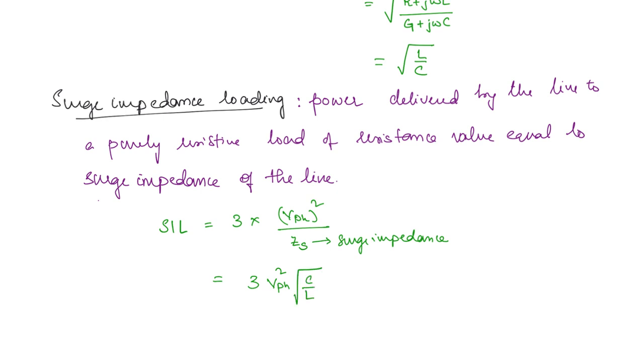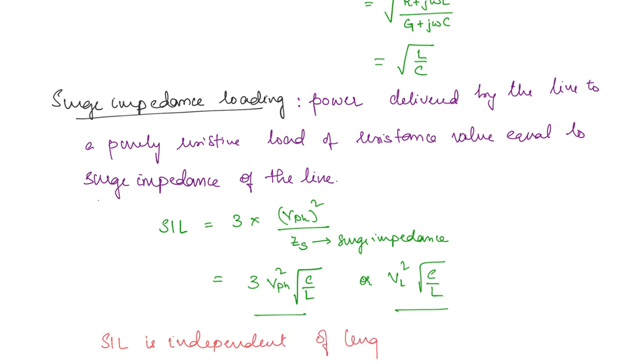Okay, and if you want to write in terms of the line voltage, then what will be V phase? V phase is equal to VL by root 3. Right, in that case 3 and 3 will get cancelled, so you get VL square root over C by L. This is in terms of the line voltage. This is the phase voltage form, this is the line voltage form. One thing that you can see here is the surge impedance loading is independent of the length of the line. Right, nowhere in the expression do you have the length. Okay, so it is independent of the line length.